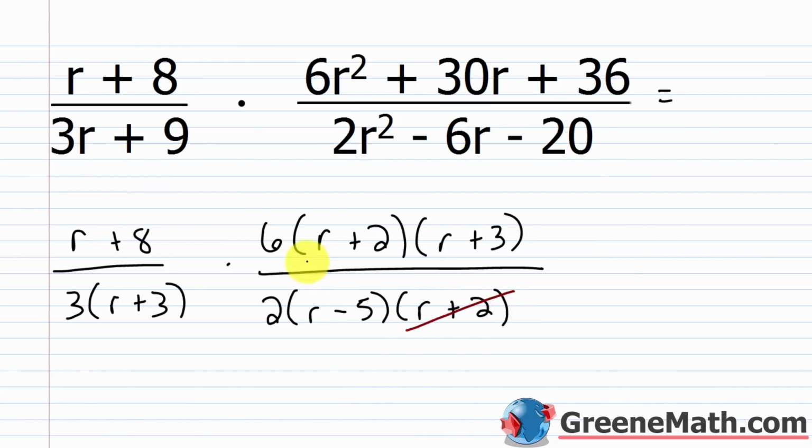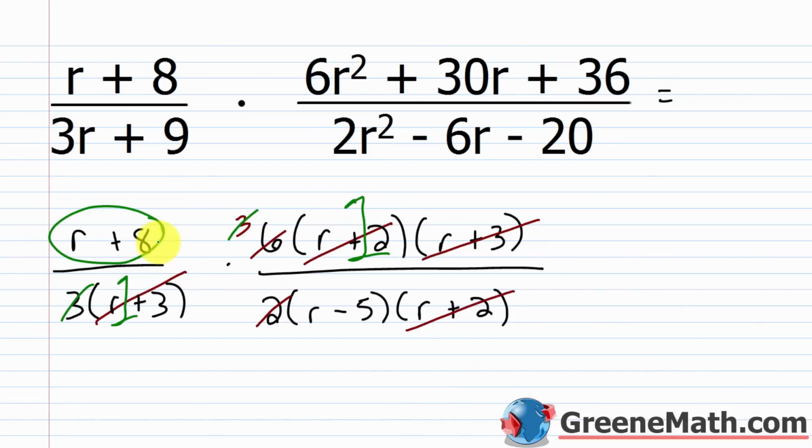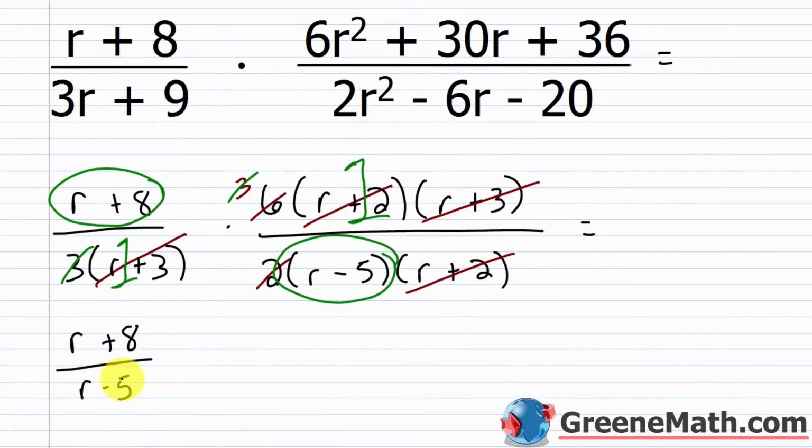So I can cancel this with this. I can cancel this with this. I can cancel 6 divided by 3 is 2, or I could do 6 over 2 would give me 3, and then 3 over 3 is 1. So this is canceled, that's a 1. This is canceled, that's a 1. So really all I'm left with, I have an r plus 8 here, and I have an r minus 5 here. So let's just write those over each other. So you'll have r plus 8 in your numerator over r minus 5 in your denominator.